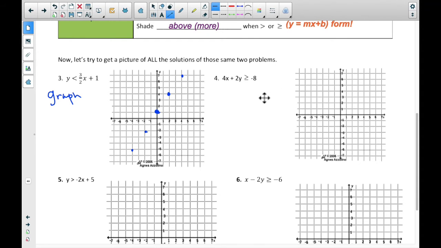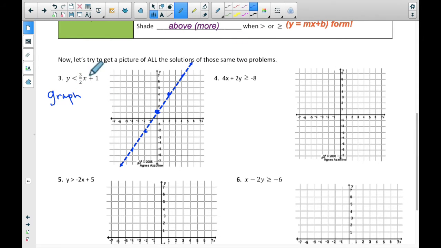Okay, I'm going to use a straight edge to connect my line. But before I do, I want to think about it. Should it be solid or dotted? There is not an equal to with it, so it needs to be a dotted line. So this line that I have here is bad. I need to go back and erase. That's a bummer when you have to go back and erase, right?